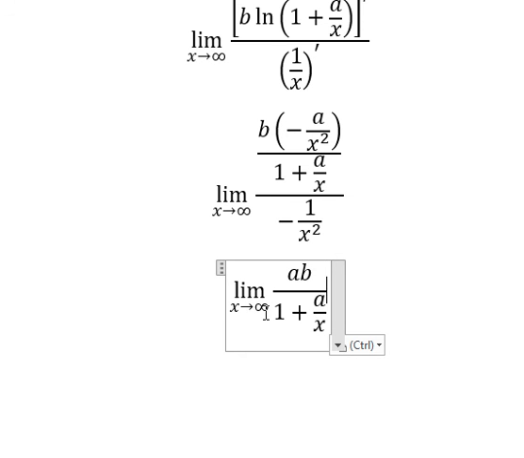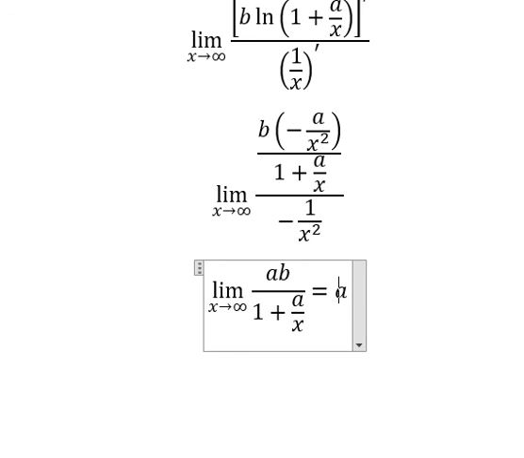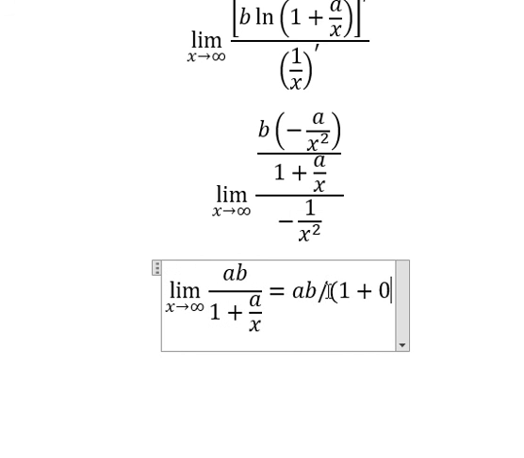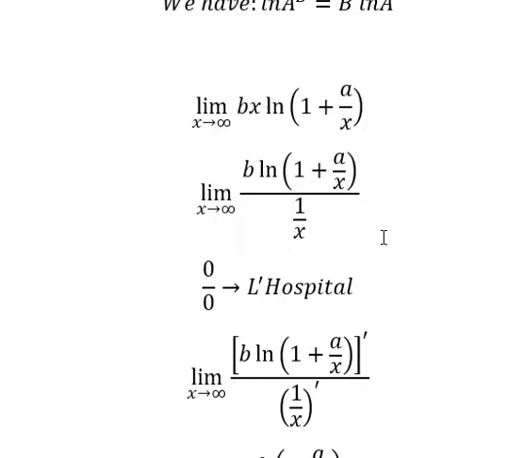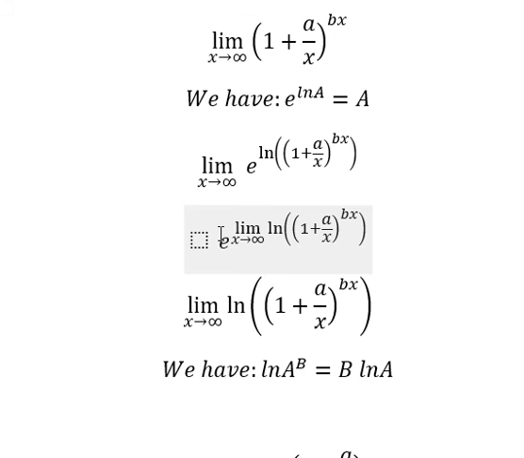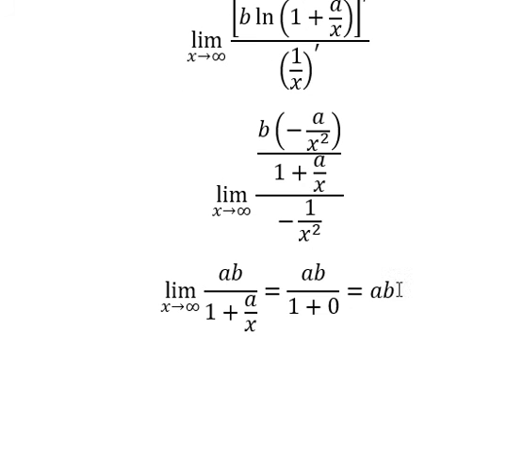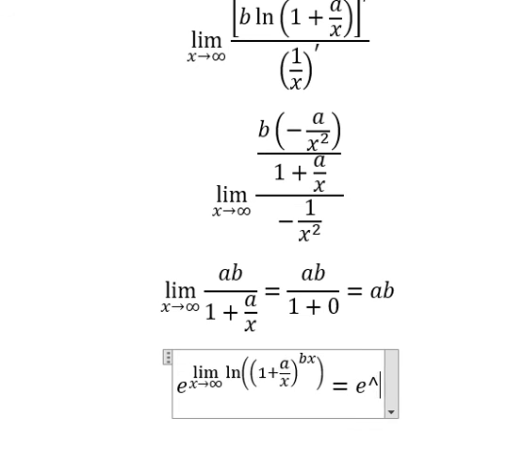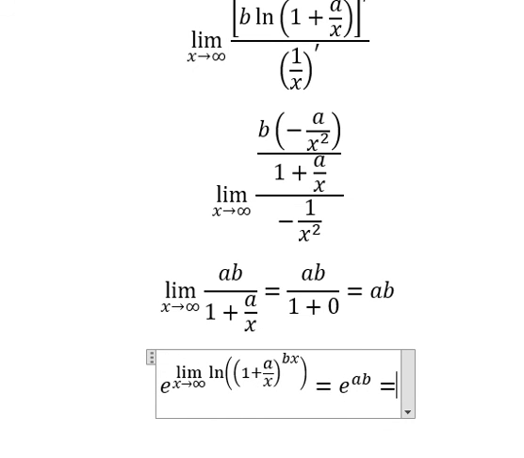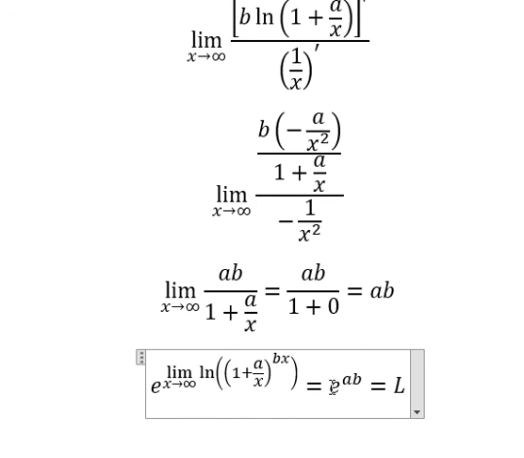So when x approaches positive infinity, this one you get number 0. And now we have AB. Now we need to go back in here. So the value of this limit equals AB. So the value of this limit equals e to the power of AB.